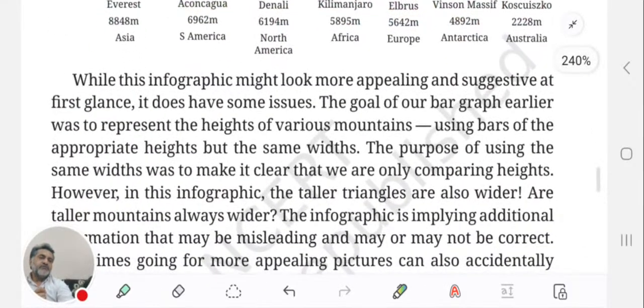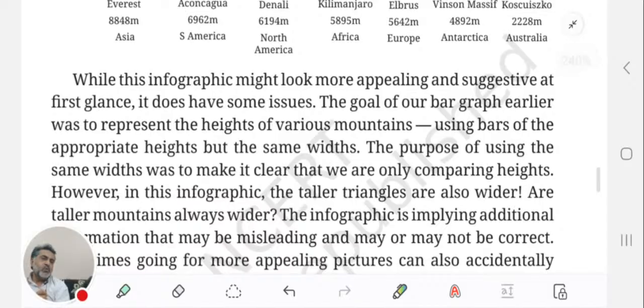While these infographics might look more appealing and suggestive, ચલો આ ઇન્ફોગ્રાફિક્સ કેવું લાગશે બેટા? More appealing and suggestive at the first glance, it does have some issue. The goal of our bar graph earlier was to represent the height of various mountains using bar of the appropriate height but the same widths.